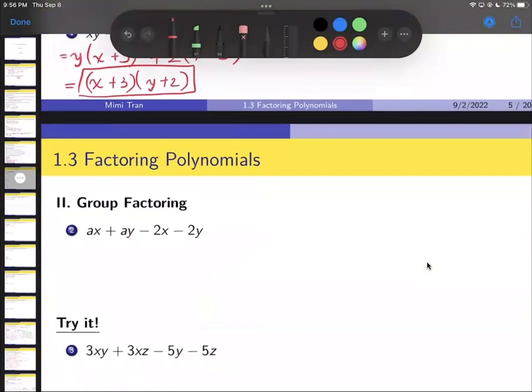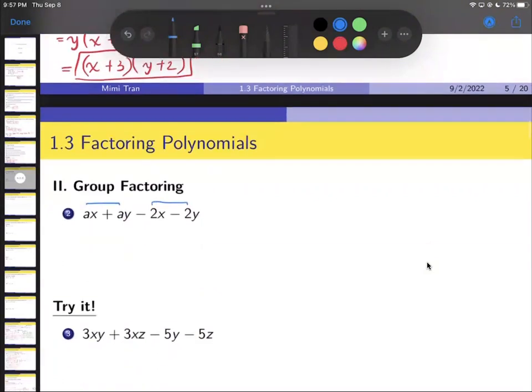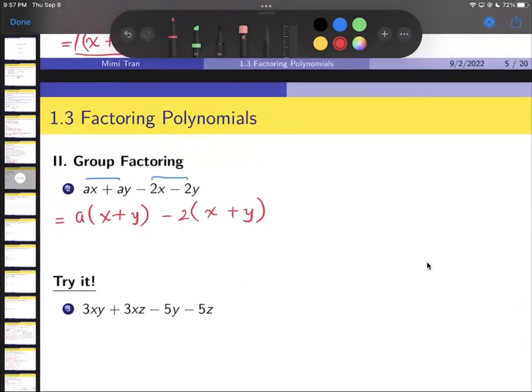This one, I'm gonna play around a little bit. Normally, just to make it simple, I'm gonna group the first two and last two. Let's do that. I was gonna do first and third and second and last, but let's do first two and last two. So the first group, I'm gonna factor out a. What's left is x plus y. Second group, I'm gonna factor out -2. What's left is x plus y, right? Be careful with the sign. Again, you have x plus y twice, so you factor that out. What's left is a minus 2.